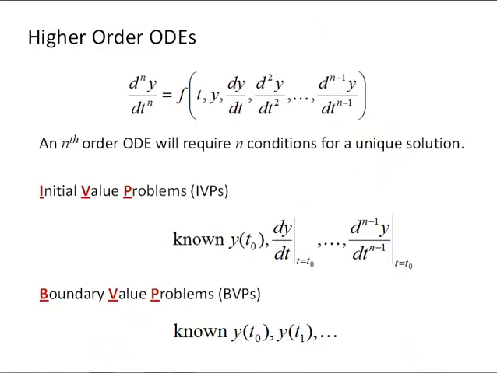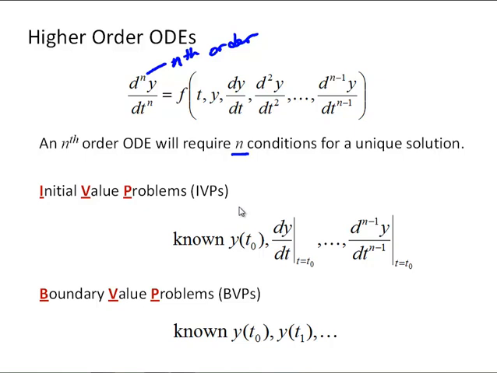So in general, a higher order differential equation, say an nth order defined by its highest derivative, can be written as a function of t and y and all of the lower order derivatives involved in the equation. That nth order differential equation is going to require n conditions in order to have a unique solution. Once we get past first order, you can conceivably have those conditions come in different ways. We can still have initial value problems.